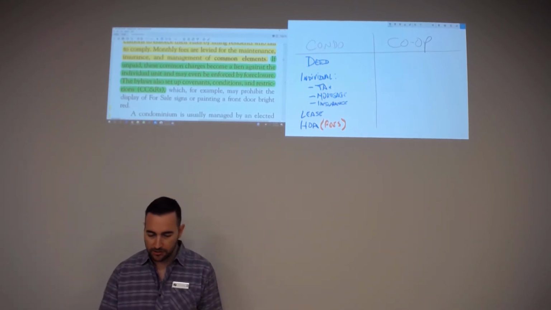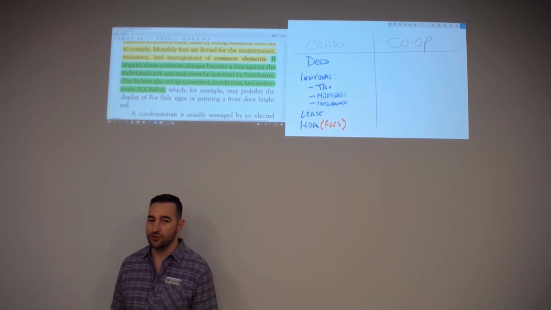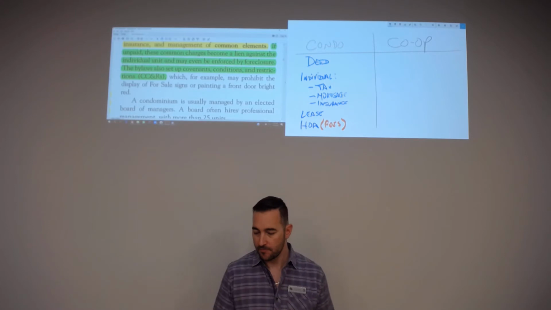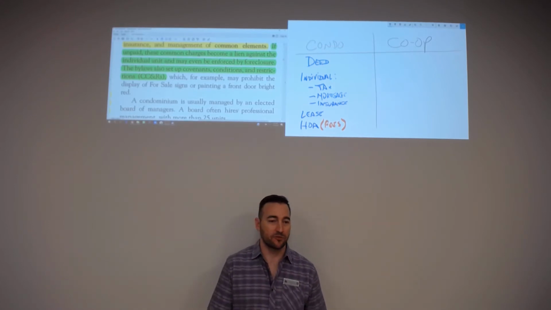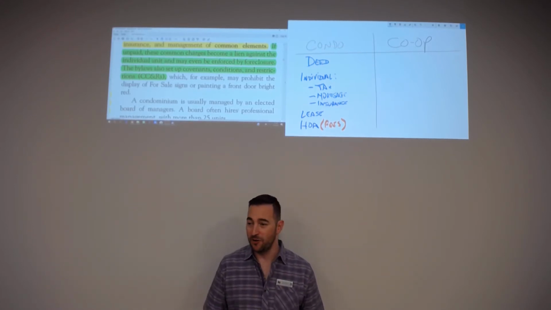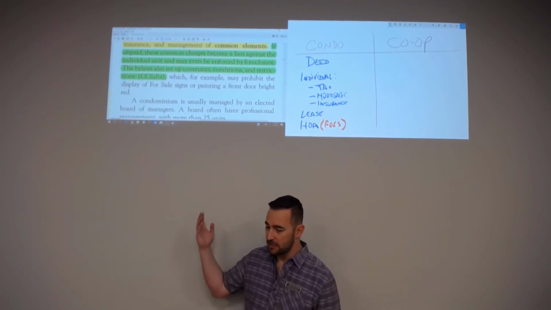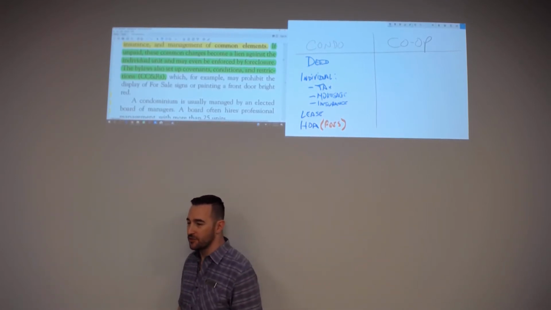Now the bylaws also set up covenants, conditions, and restrictions, CC&Rs, which, for example, may prohibit the display of a for sale sign. You want to sell your property and you cannot put up a for sale sign. Isn't that crazy? Also, they might say that you cannot paint your front door bright red.